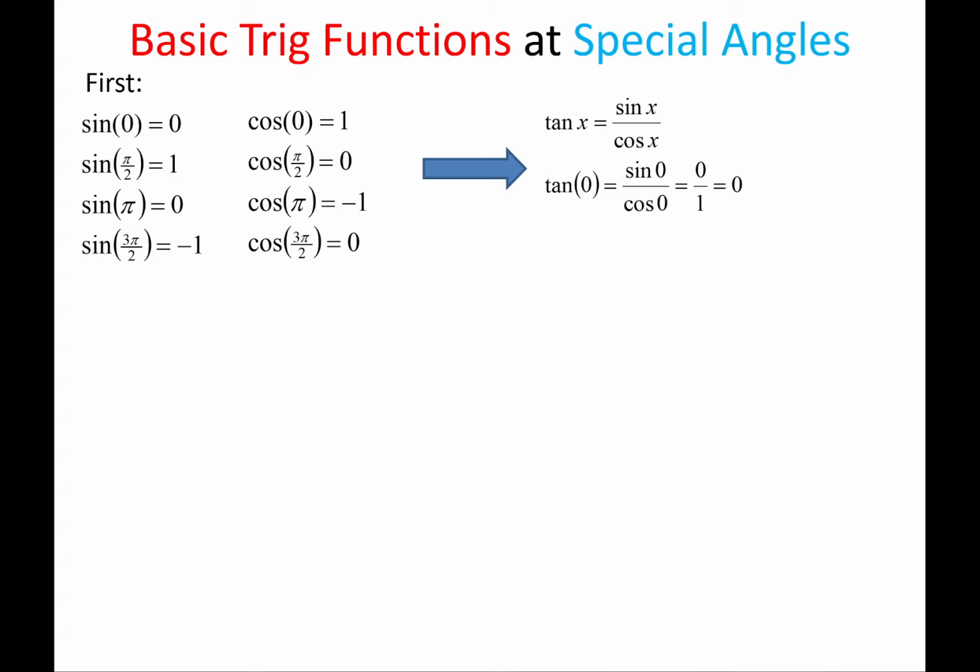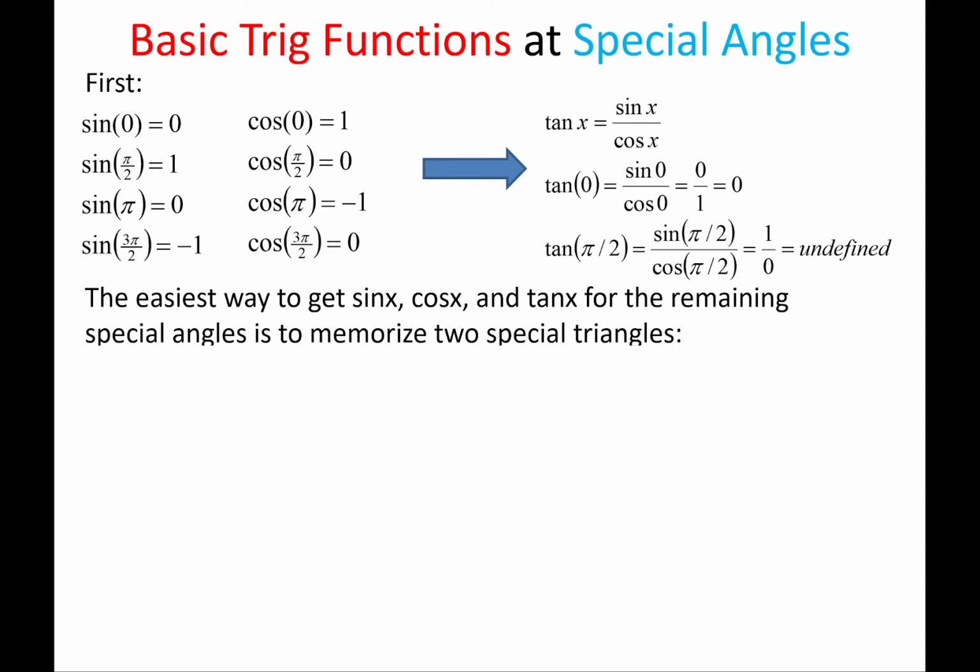So 0 over 1, which is 0. If we want tan of pi over 2, well, that's going to be sine of pi over 2 over cos of pi over 2, which is 1 over 0, which is undefined, as we already described in a previous video. You can get the rest of the tan evaluations at pi and 3 pi over 2 using the same process.